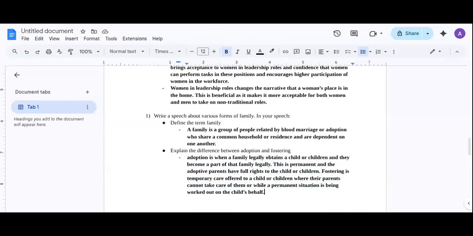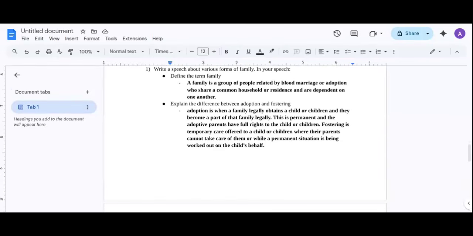Why are we making sure we put that line, this is permanent? Because you are explaining the difference between fostering, which is not permanent. So you must show the difference there. Fostering is temporary care offered to a child or children where their parents cannot take care of them or while a permanent situation is being worked out on the child's behalf.